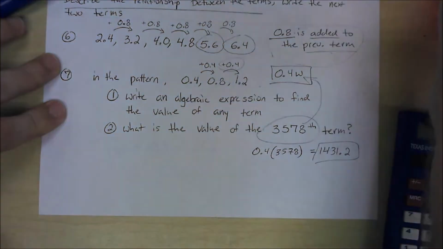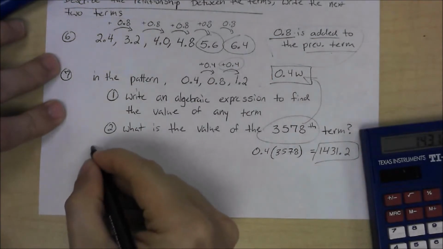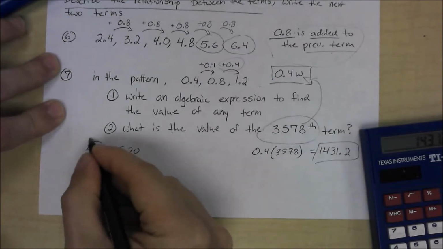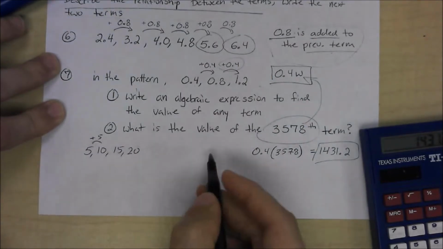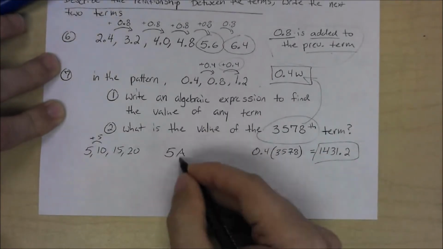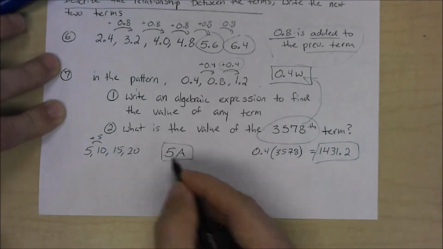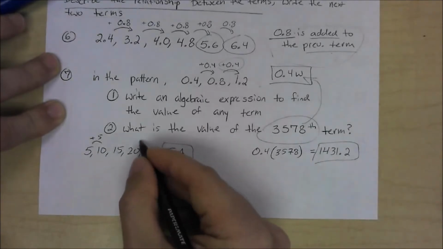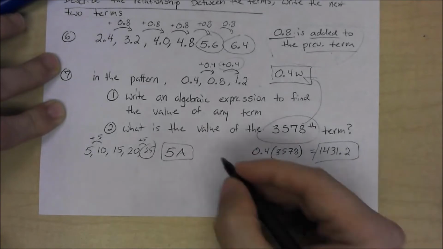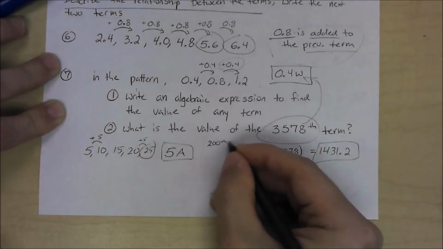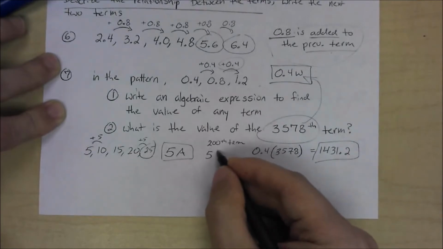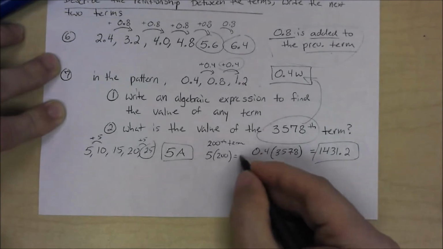If I had a sequence of, let's say, 5, 10, 15, 20. Well, right here you can see that every single one is going up by 5. So if we wanted to write the algebraic expression to get any term, we would say 5A. And this could be any letter. The letter's not important. And if I said, what's the next term? Well, all I'm going to do is just add 5 to this. So the next term would be 25. If I said, what was the 200th term? All I would do is take this algebraic expression, and I would put 200 into it. And 5 times 200, that's going to be 1,000.